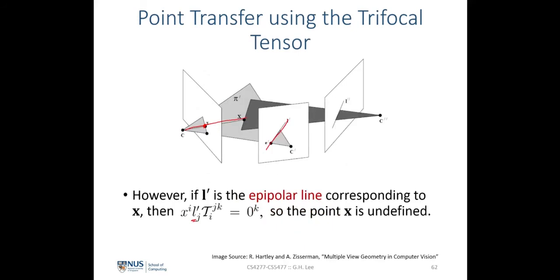The reason why is because we can see that this L prime over here, which is the epipolar line, exactly defines the relation that we have seen earlier on. So L prime here lies on the null space of xi multiplied by Ti over here. This relation, as we have seen earlier on, regardless of whatever point x over here, is always going to be equal to 0 since it's in the null space of this term.